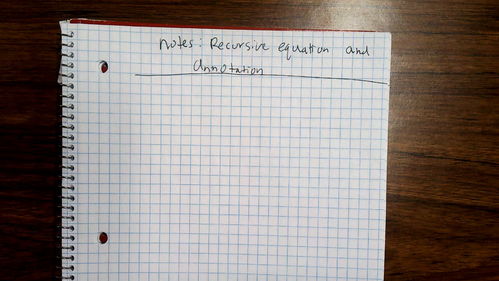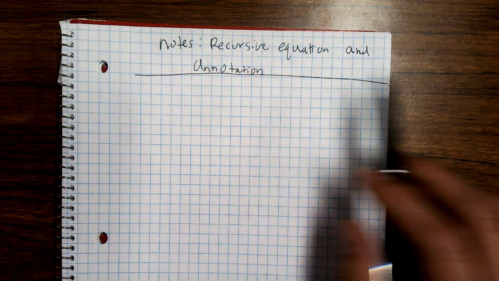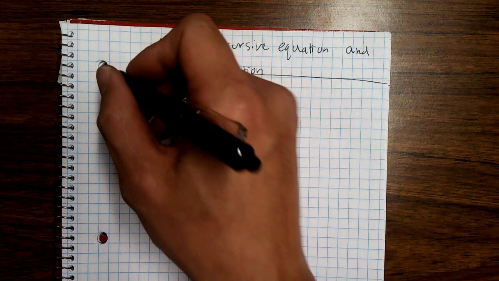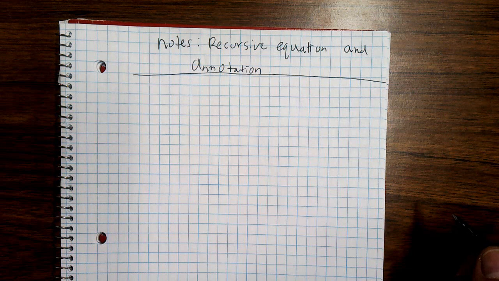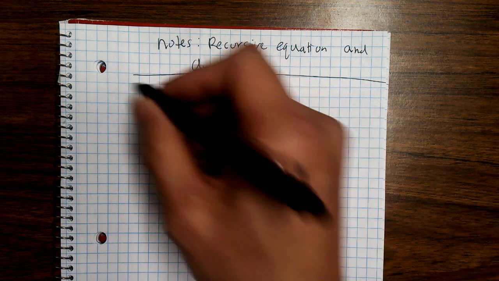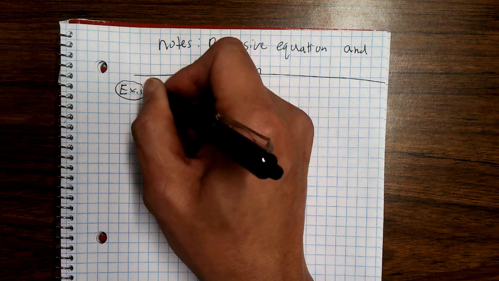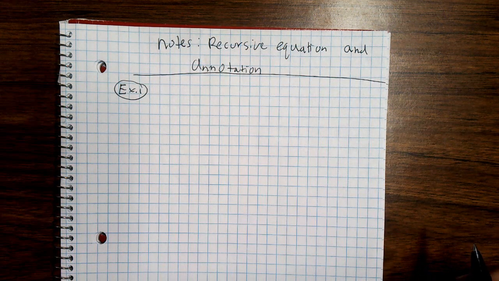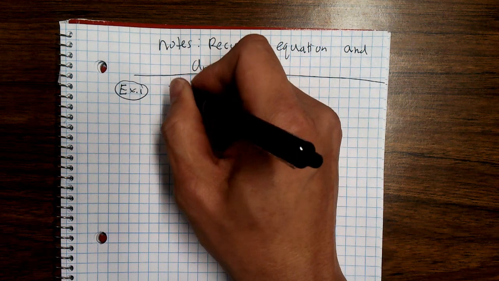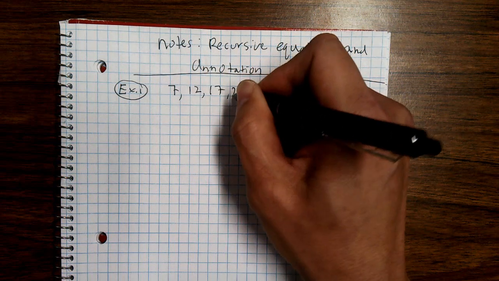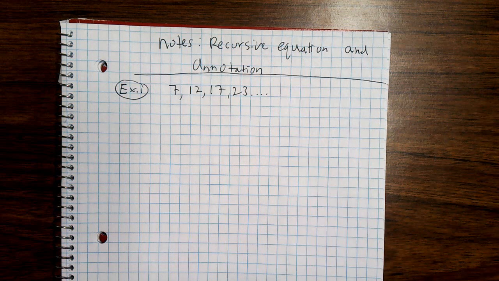All right, today's notes on recursive equation and annotation, okay? So it's going to be pretty similar to what we've done before. Let's go ahead and do an example one real fast. We'll start off with a sequence: 7, 12, 17, 22, dot, dot, dot.